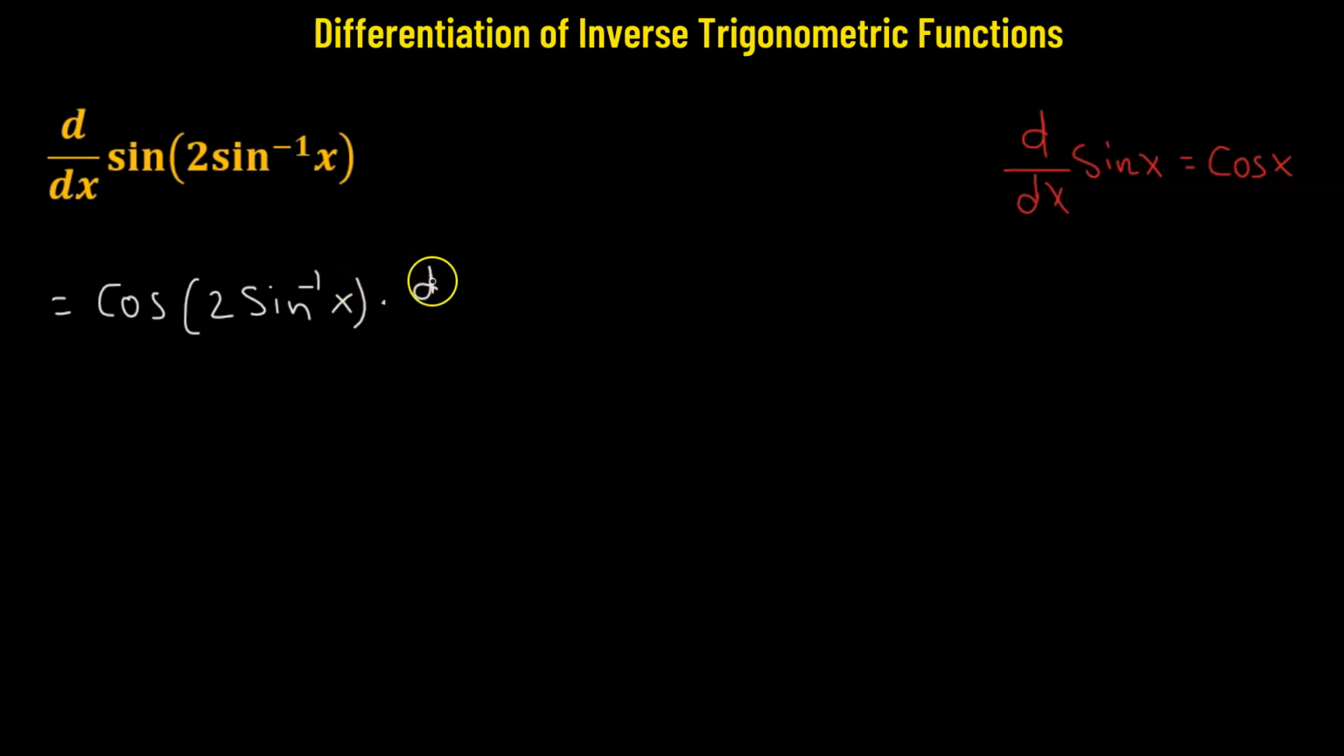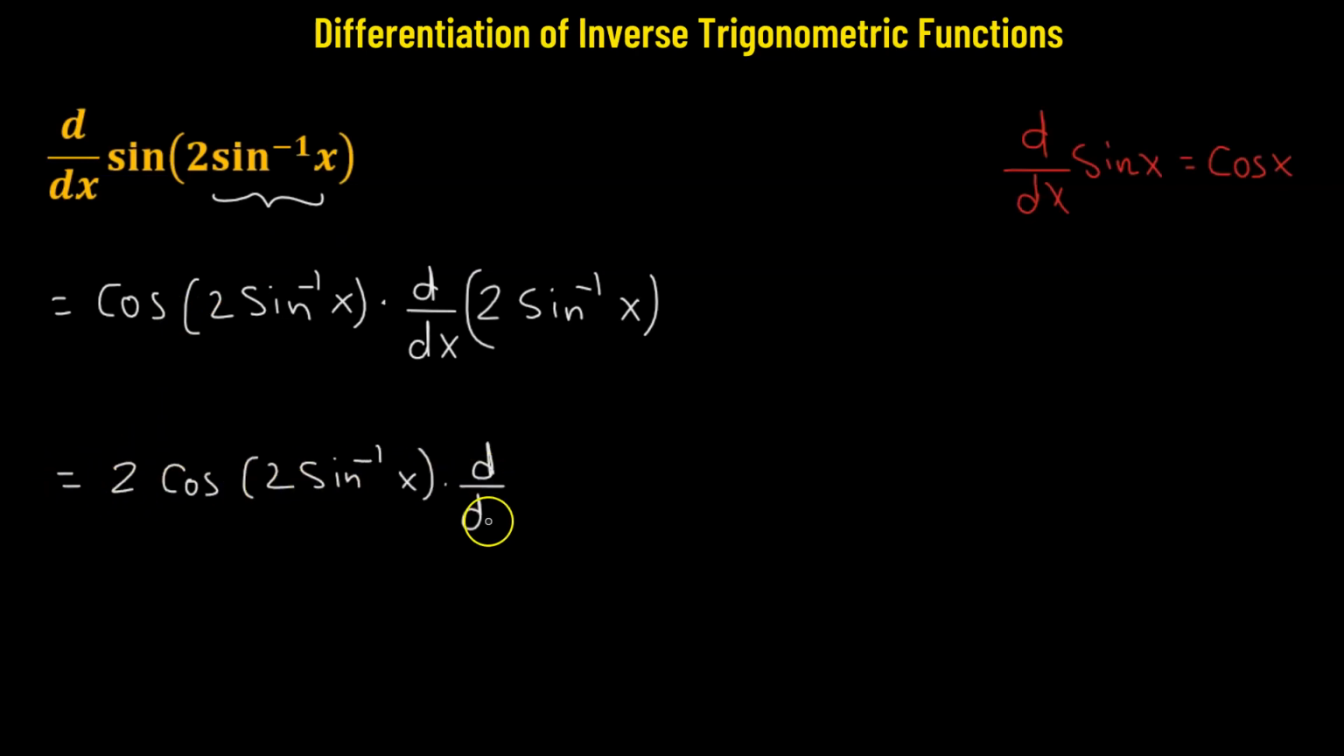the chain rule. So that will be the derivative of the argument of the sine function. So that is 2 times sine inverse of x. Now we know that 2 is a constant, so we can pull it out. So we can rewrite this as, now we use the derivative of the inverse sine function.